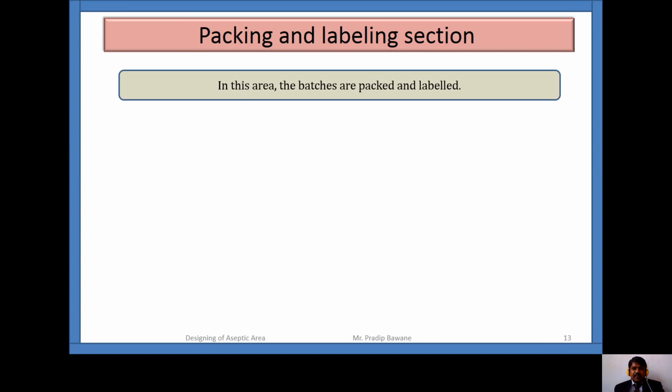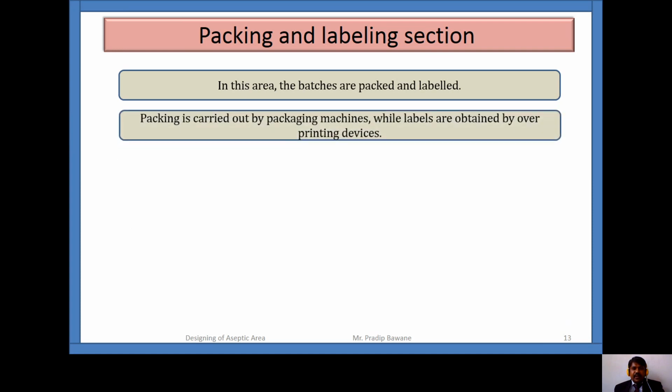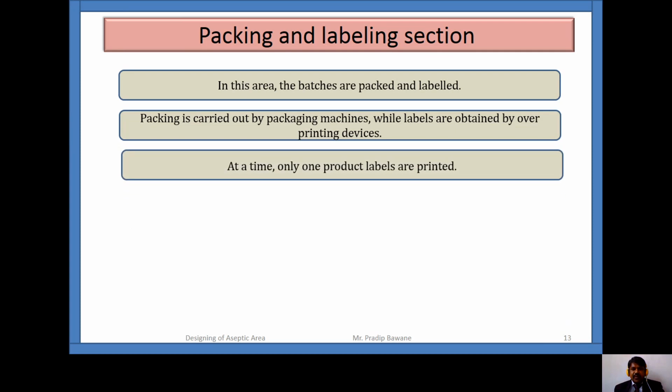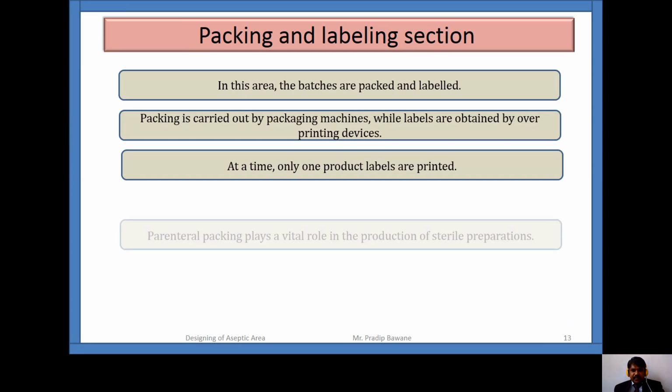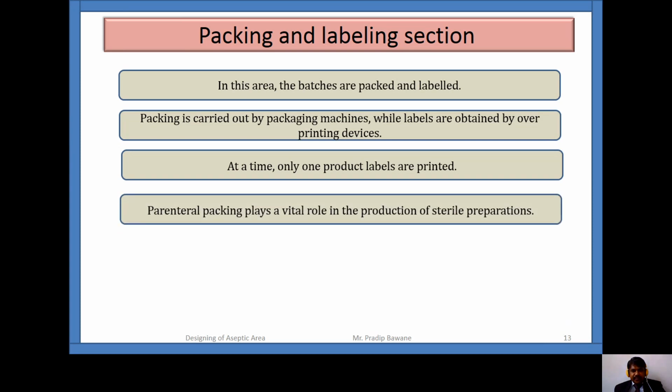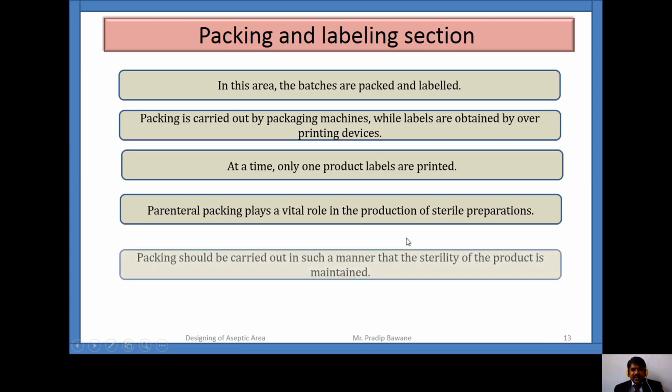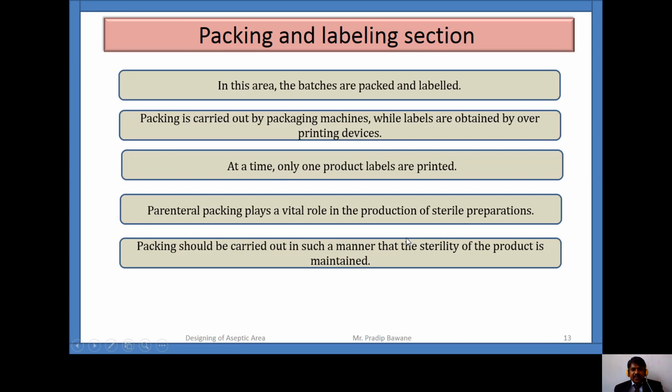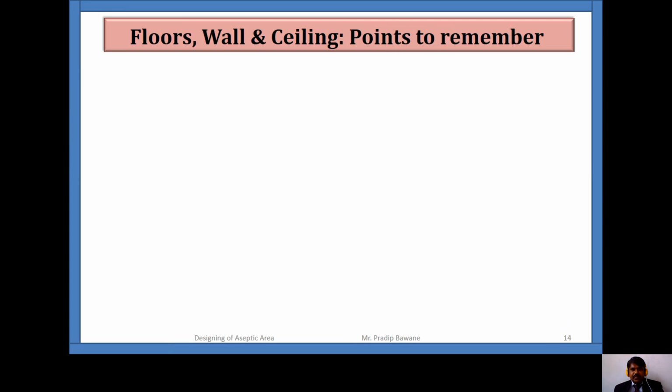In this area, the batches are packed and labeled. Packing is carried out by the packaging machine, while the label is obtained by overprinting devices. At a time, only one product label is printed so as to avoid inconvenience and the chances of mistake. Then parenteral packing plays a vital role in production of a sterile preparation. Packaging should be carried out in such a manner that the sterility of a product is maintained.